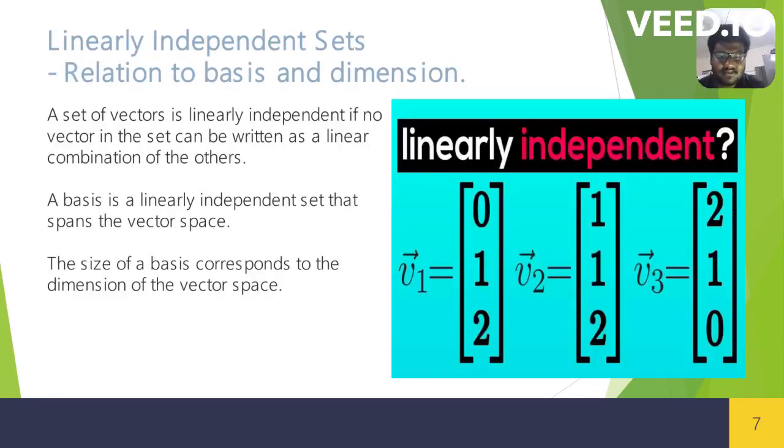Linear independence and its relation to basis and dimensions. A set of vectors is linearly independent if no vector in the set can be written as a linear combination of the others. A basis is a linearly independent set that spans the vector space. The size of a basis corresponds to the dimension of the vector space. This is the relation of basis and dimension, and this is linear independence.